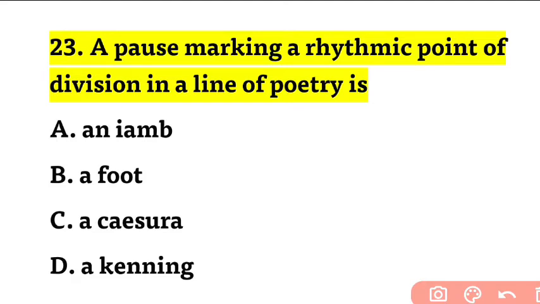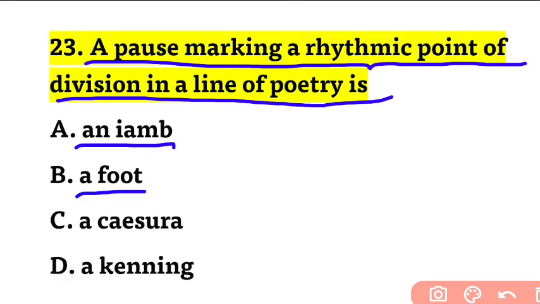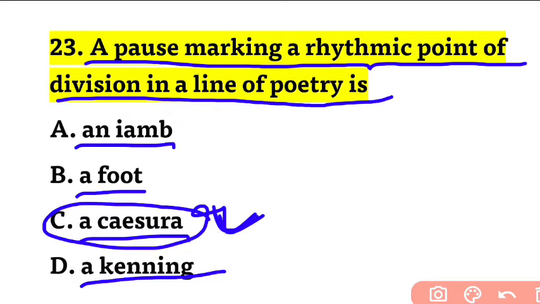Next question: a pause marking a rhythmic point of division in a line of poetry is an iamb, a foot, a caesura, a canto. What will be the answer? The answer will be a caesura. A pause marking a rhythmic point of division in a line of poetry is a caesura. Next.